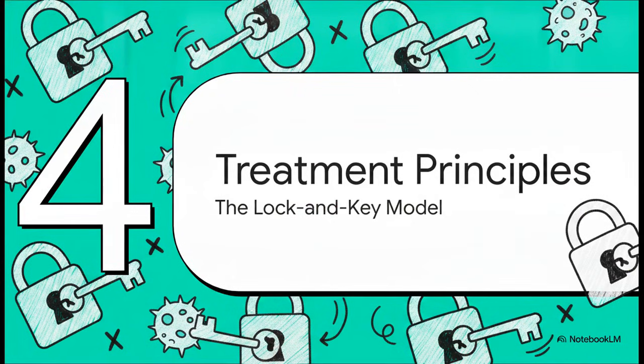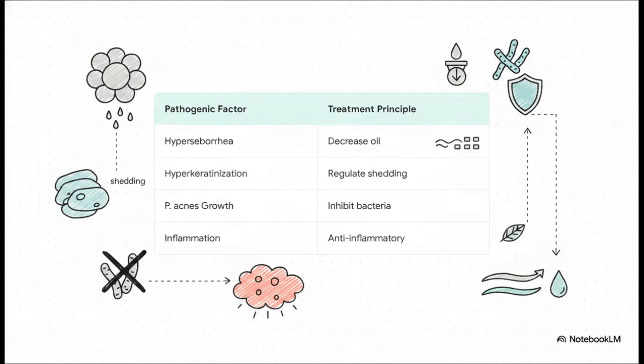Section 4, the 4 treatment principles. Now we can map treatments directly back to those 4 culprits we just talked about. It's like a lock and key. To fight excess oil, we use agents that decrease sebaceous gland activity. To fix blocked pores, we regulate how the skin sheds its cells. To fight the bacteria, we inhibit its growth. And to stop the red, painful swelling, we bring in anti-inflammatory agents. Complex pharmacology becomes incredibly easy to grasp when you realize doctors are simply knocking down the exact dominoes we identified earlier.